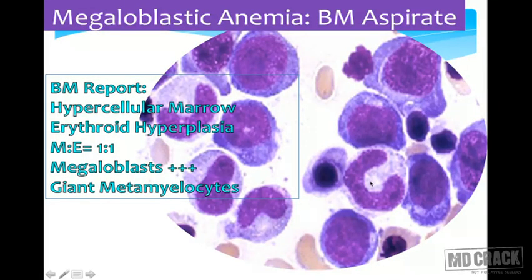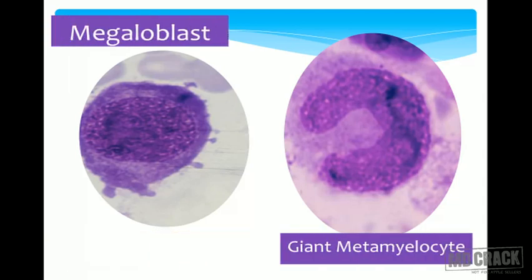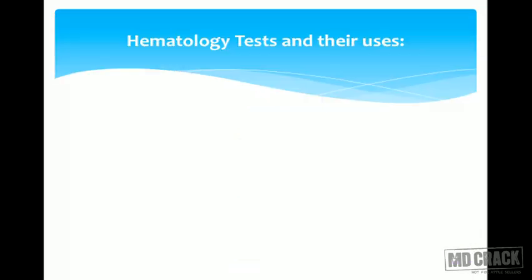Along with that we will have giant metamyelocytes. This is one more finding in the WBC series. So this is a megaloblast, this is a giant metamyelocyte. One more interesting finding in the bone marrow aspiration in a patient with megaloblastic anemia, and that will be asked as an MCQ for you. Giant metamyelocytes are seen in which of the following conditions?